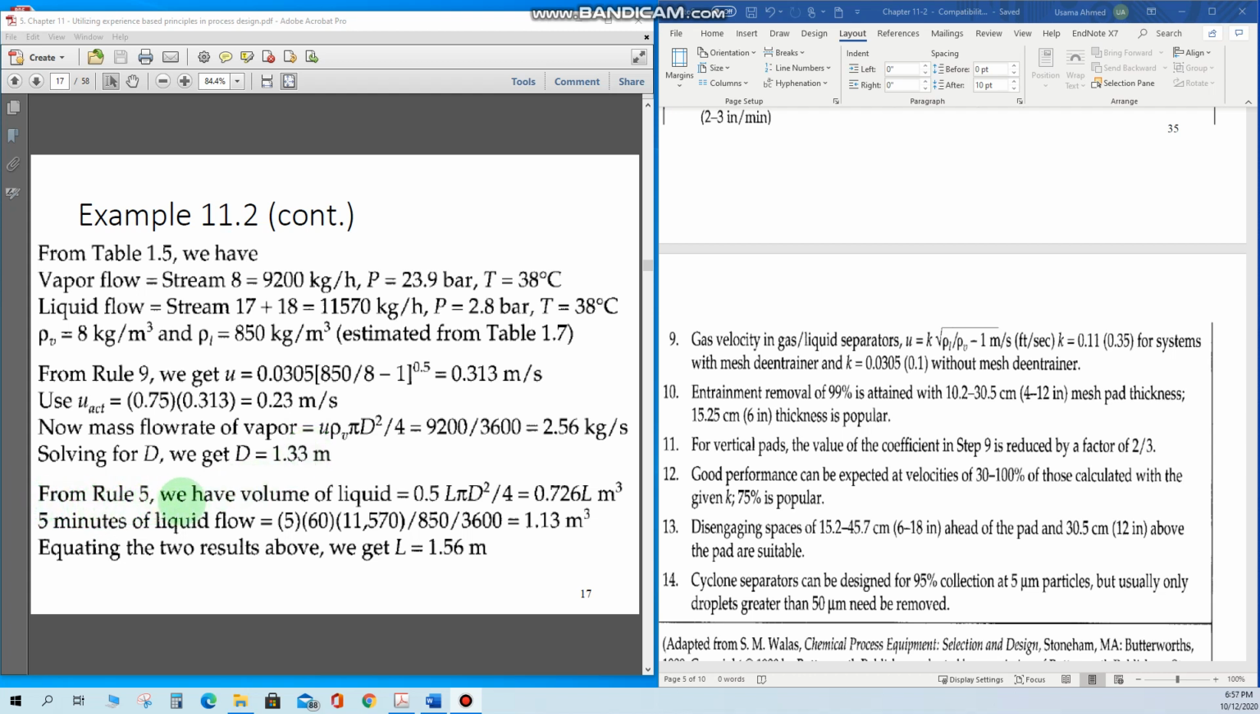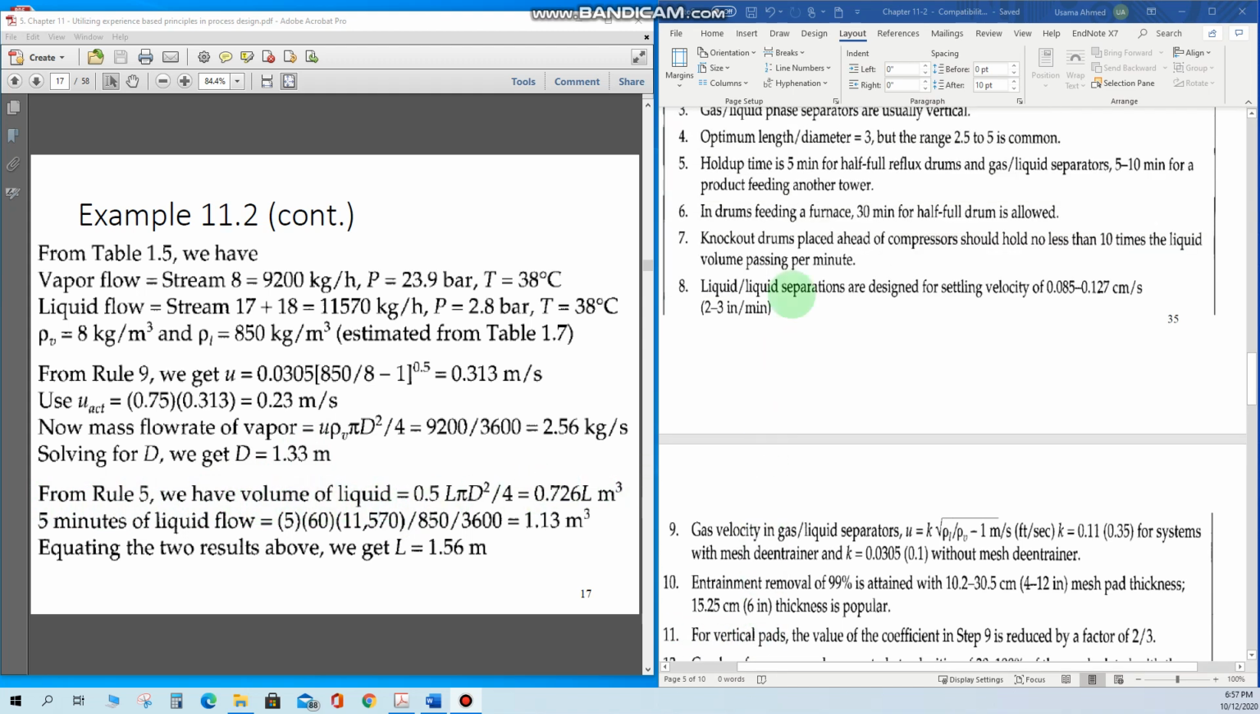Now we have to see another rule here. From rule number 5, we have volume of the liquid. So let's see what we have in rule number 5. Liquid hold up time is 5 minutes for the half full reflux drum and gas liquid separators, 5 to 10 minutes for the product feeding another tower. So we are dealing with the first part here. So it is 5 minutes.